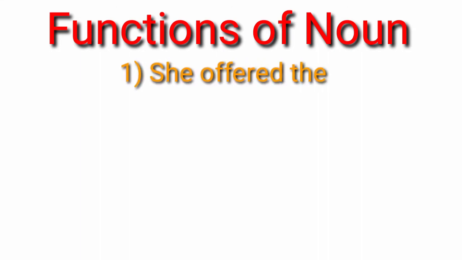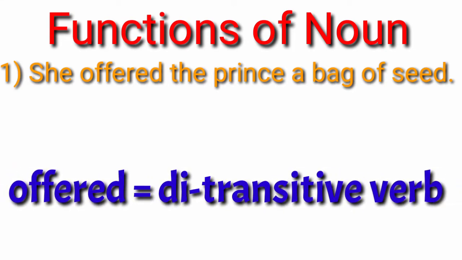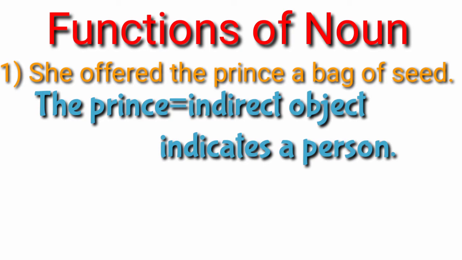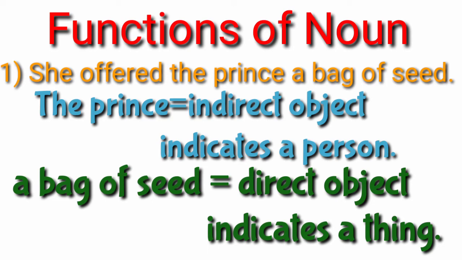Let us see a sentence. She offered the prince a bag of seed. Offered is a ditransitive verb, and after this verb there are two objects. Number one object is the prince. Second object is a bag of seed. The prince is called the indirect object because generally an indirect object indicates a person, and a bag of seed is called the direct object.